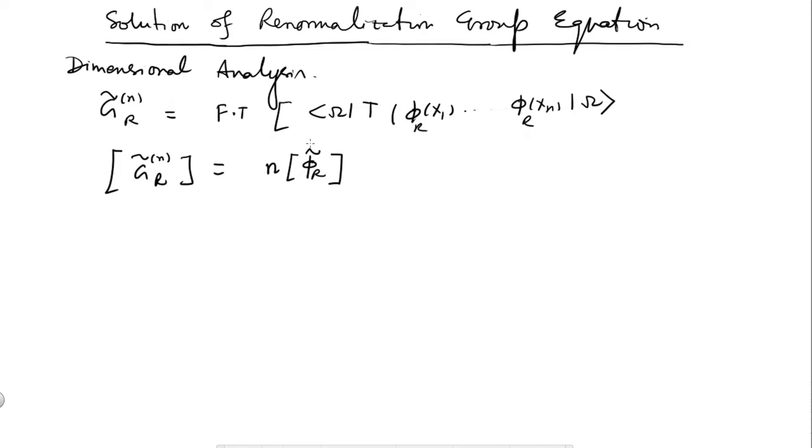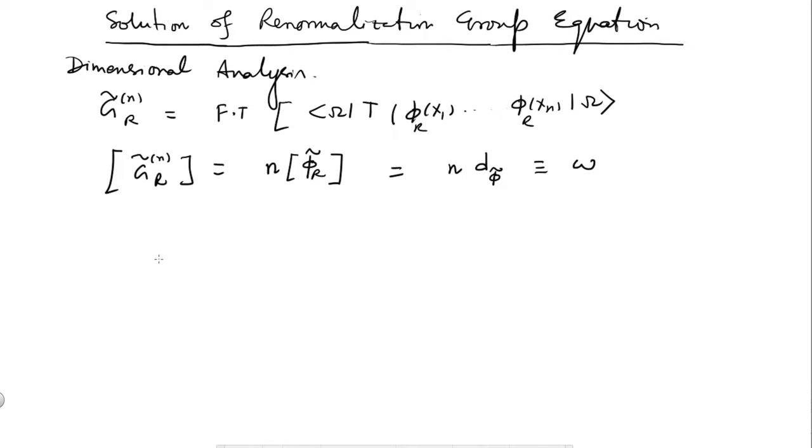Now I will call this object omega. Later I will put this n times phi tilde r, or in fact I will first write this as n d of phi tilde. So the dimension of this phi tilde r, I am denoting by d phi tilde, and this is what I am going to write shortly as omega. That is the definition of omega.